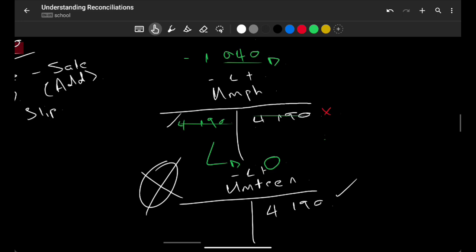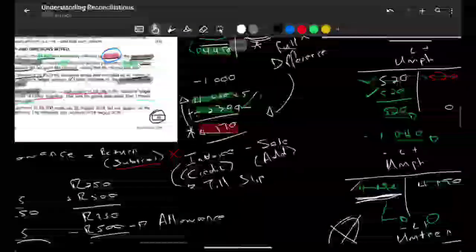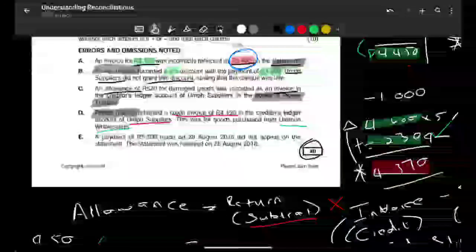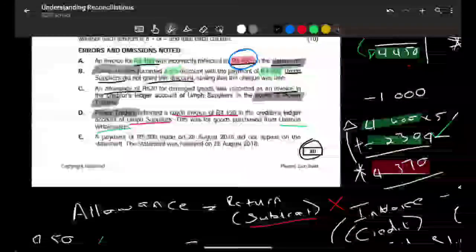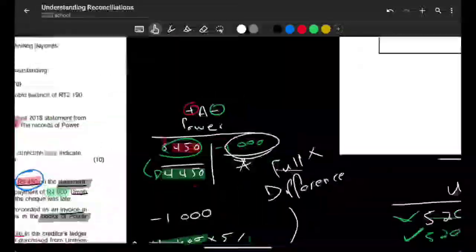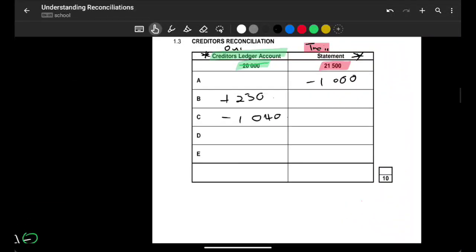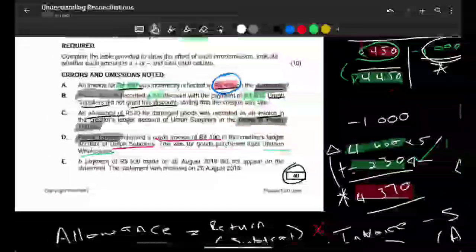Umteen Wholesalers is not here. Only Suppliers. And Suppliers, we know that we're going to debit the 4,190 so that it can cancel out the 4,190 on the credit side, right? And we also said here that the mistake is on our end, on Power Traders, right? So now we're going to come to our creditors ledger and say minus 4,190, right?